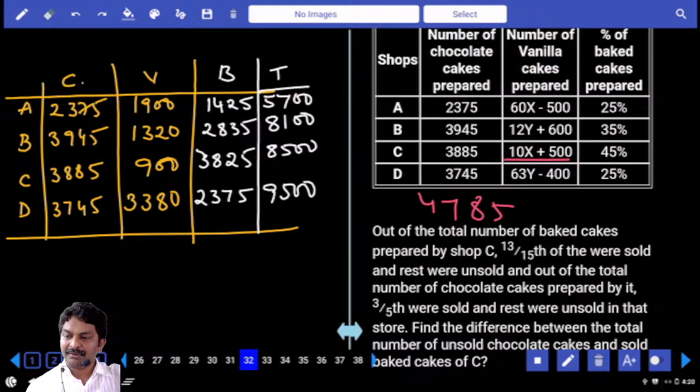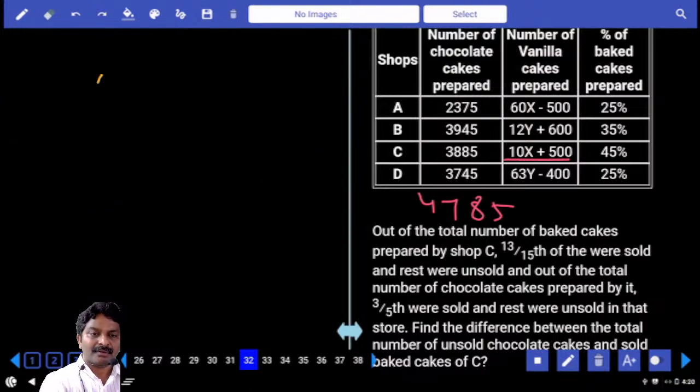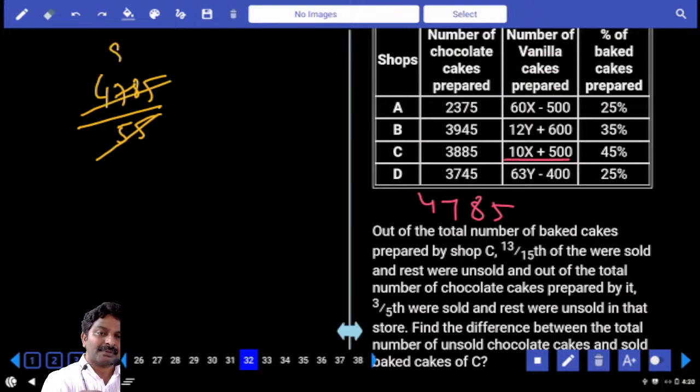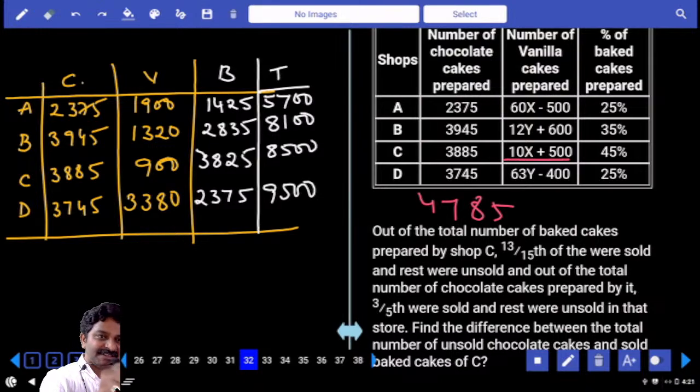4785. Yes, 4785 is equal to 55%. This is 8 times 440, 385, 385. This is 7 times. Yes. Total is 8,700. Yes.